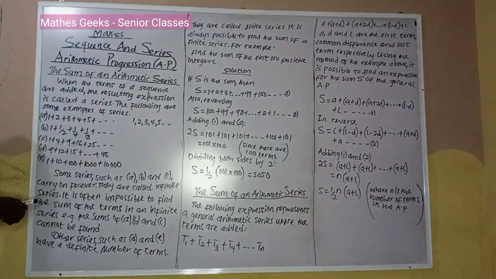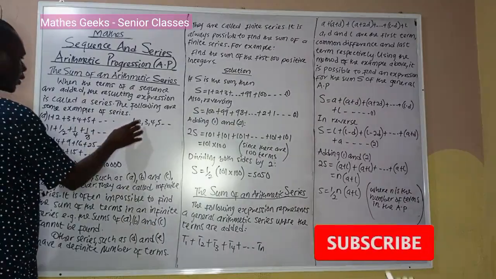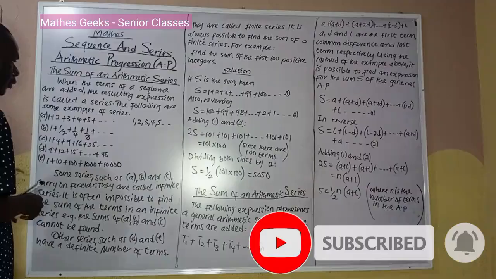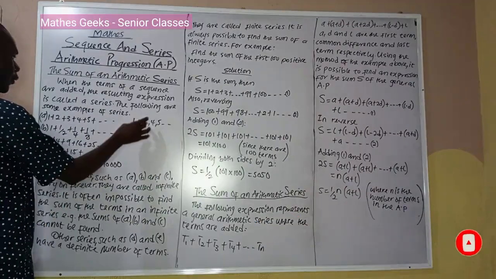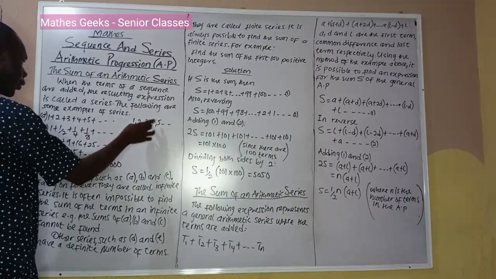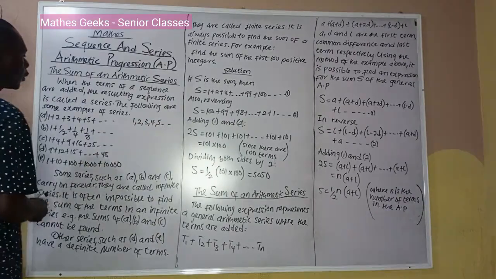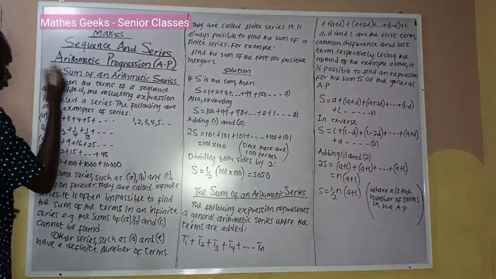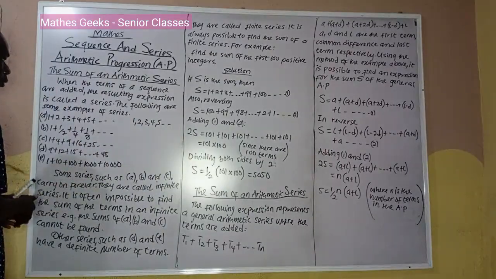This is a sequence where the difference between the second term and the first term will be the same as the difference between the third and the second, and also the difference between the fourth and the third, or the fifth and the fourth. So this is a sequence because it follows or obeys a regular pattern.